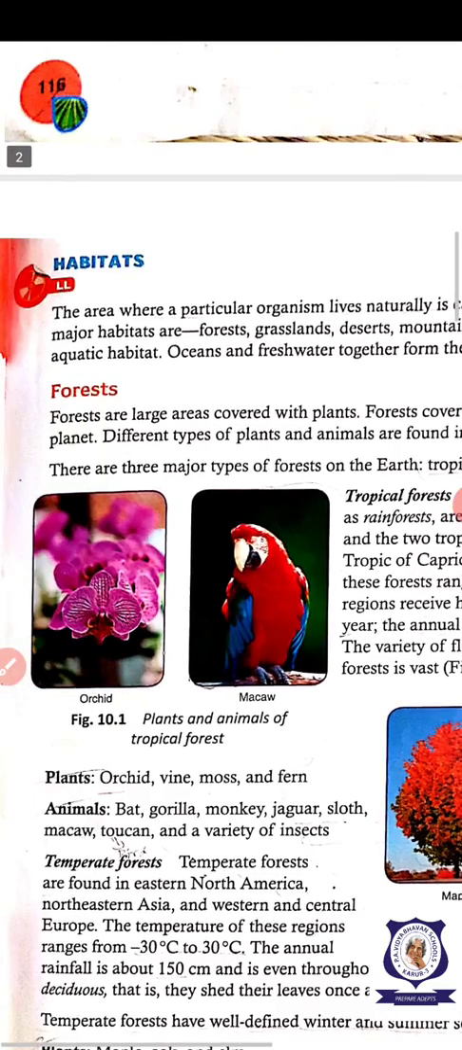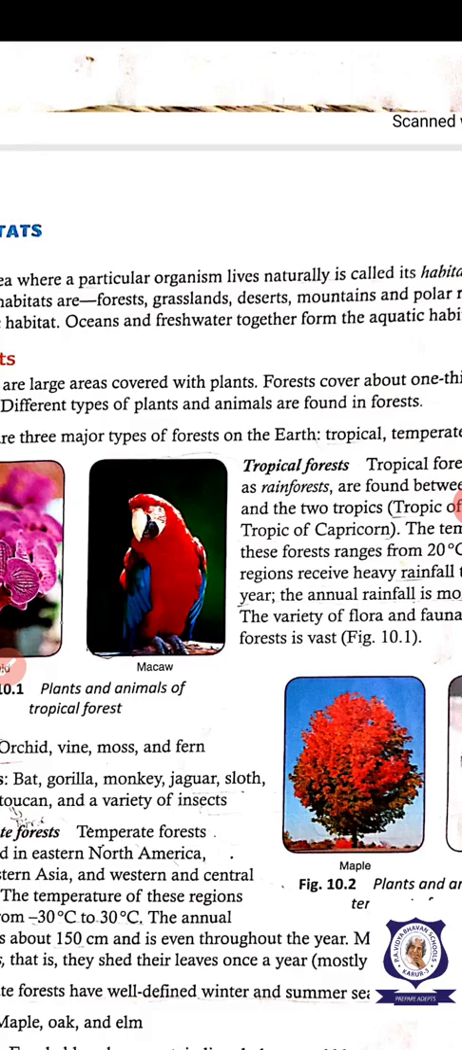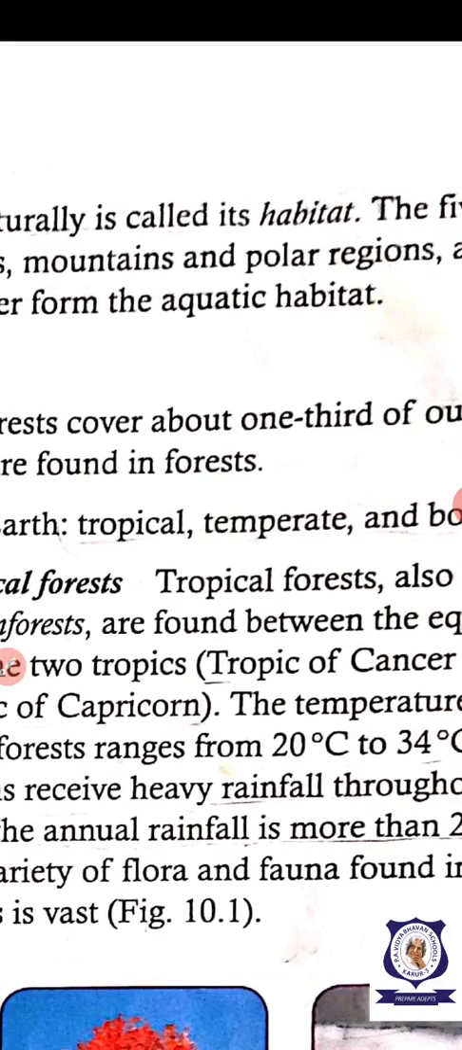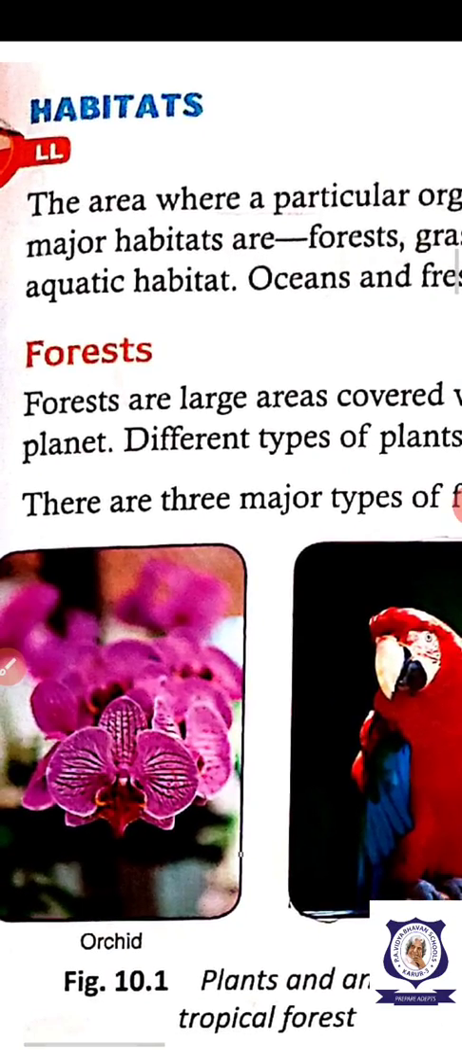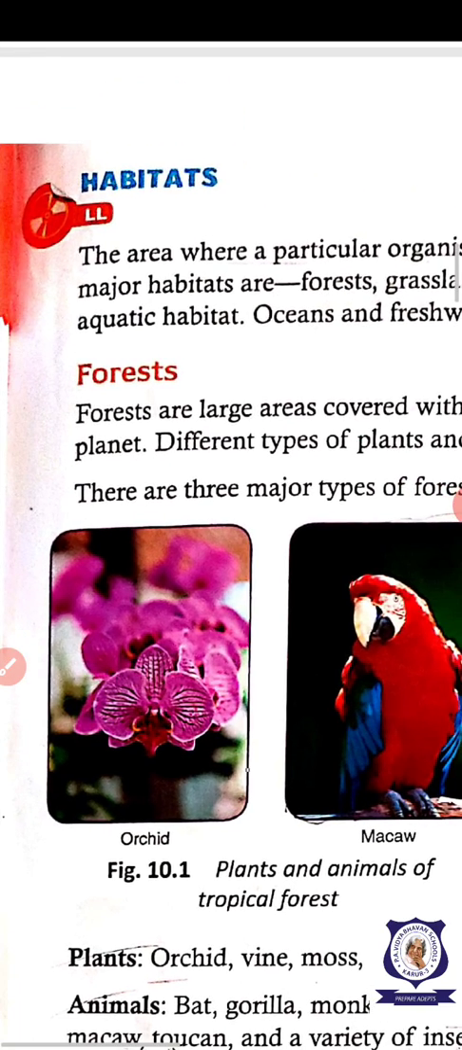The types of habitats are 5. First one forest, grassland, desert, mountain and polar regions. This is totally one point. Mountains and polar regions and the aquatic habitat. Aquatic means water habitat. What is the habitat? Where the plants live, that place is called habitat. This is not habit. Habit na palaka valakam. Habitat na valum idam. Understand, children?